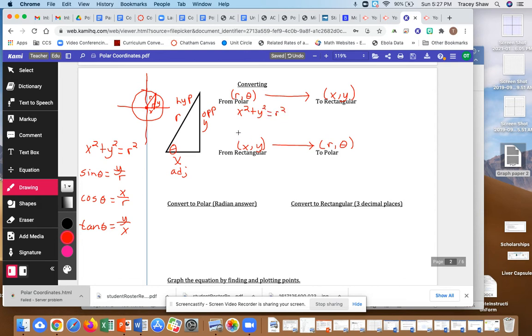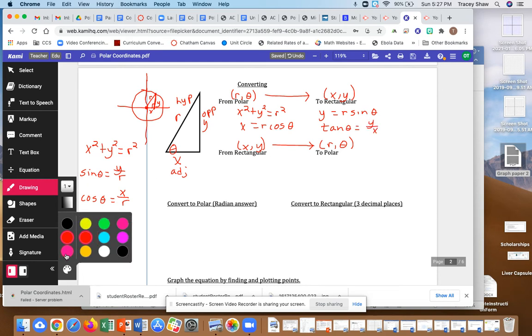I'm going to use the fact that if I take cosine theta equals x over r and solve it for x, then x would equal r cosine theta. If I take sine theta equals y over r and multiply both sides by r and solve for y, I'll get y equals r sine theta. And then sometimes I use tangent. So tangent of theta equals y over x.